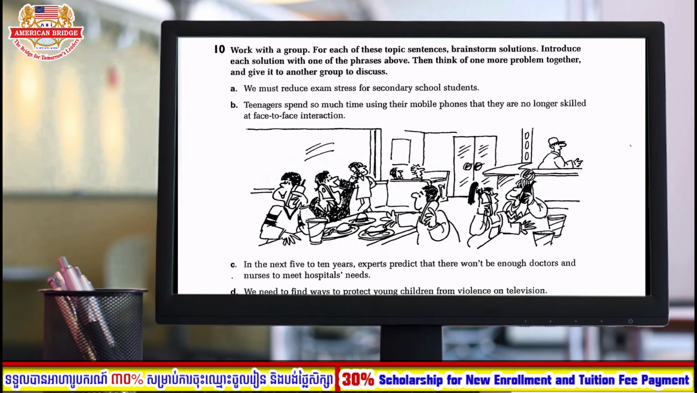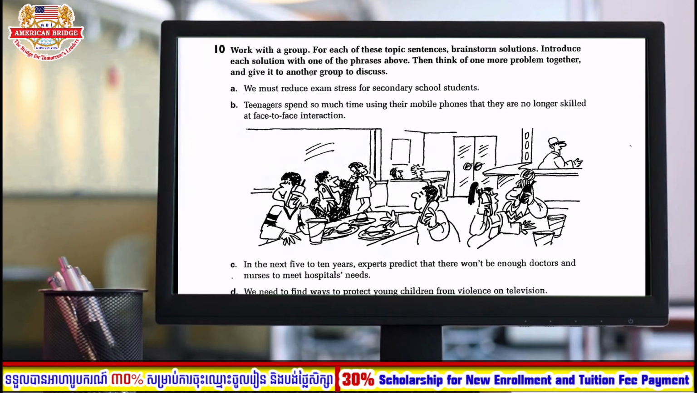So here is some practice exercise. They would like you to work in a group, but for our context right now, group work is not relevant, so you should think by your own. For each of these topic sentences, brainstorm solutions. You have learned how to brainstorm already. There are many ways: mind mapping, outlining, drafting. And introduce each solution with one of the phrases above. Then think of one more problem together and give it to another group to discuss.